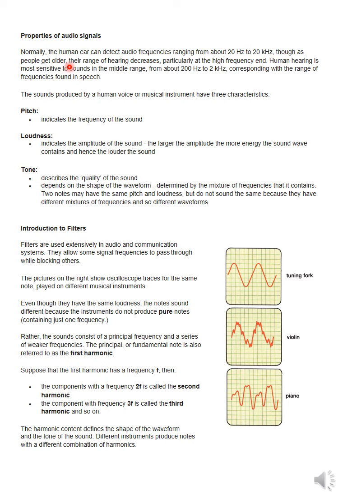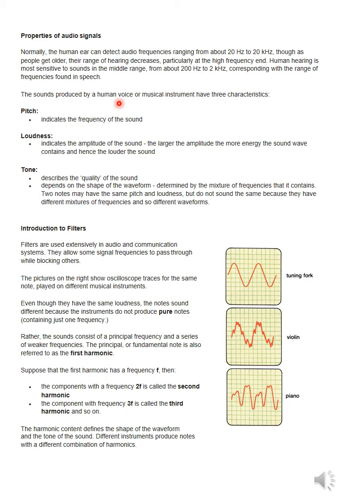Though as people get older, their range of hearing decreases. As we all know, as we grow older, we start hearing less, particularly at the high frequency end. Human hearing is most sensitive to sound in the middle range from 200 hertz to 2 kilohertz, corresponding with the range of frequencies found in speech. So whatever we speak is the normal frequency of speech which we use to talk with someone else. If we are increasing it beyond this, then either we are speaking too fast or loudly.